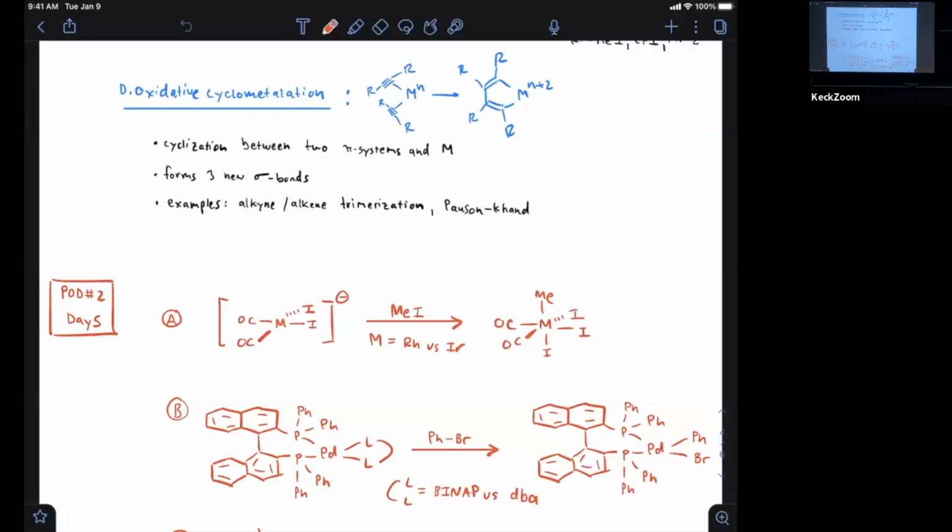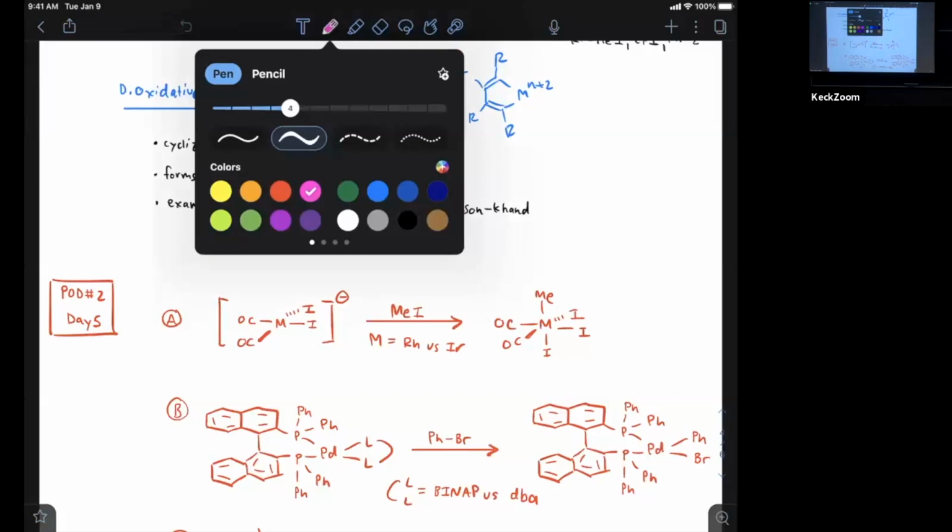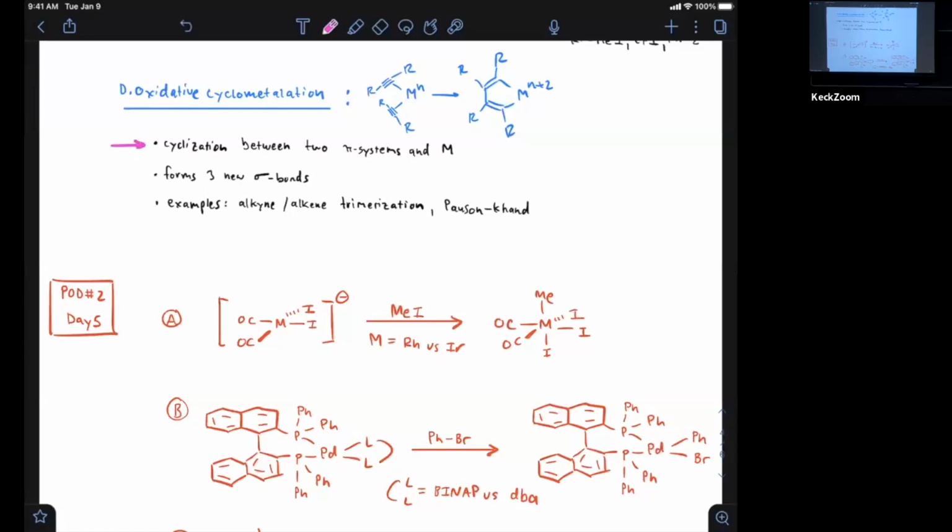So specifically, the definition here is a process in which two pi systems, and this is typically carbon-carbon, but can also be carbon-heteroatom if you're thinking about imines or carbonyl compounds, two distinct pi systems that can be intermolecularly disposed or intramolecularly disposed react across a metal, forming two new sigma bonds between the organic fragment and the metal, and then, as I said, increasing the oxidation state by two. So overall, this forms three sigma bonds, because you also have formation of a sigma bond between the two organic substituents. So these three sigma bonds here.